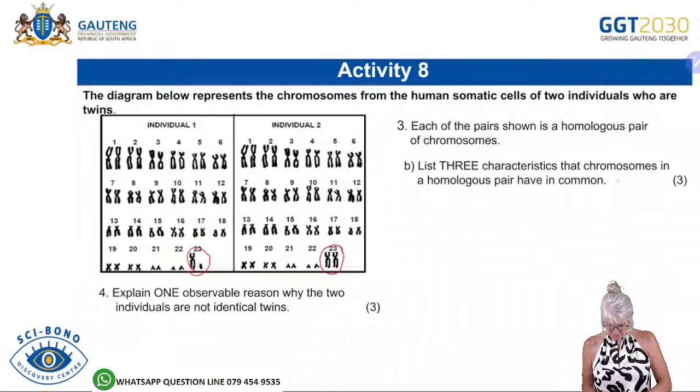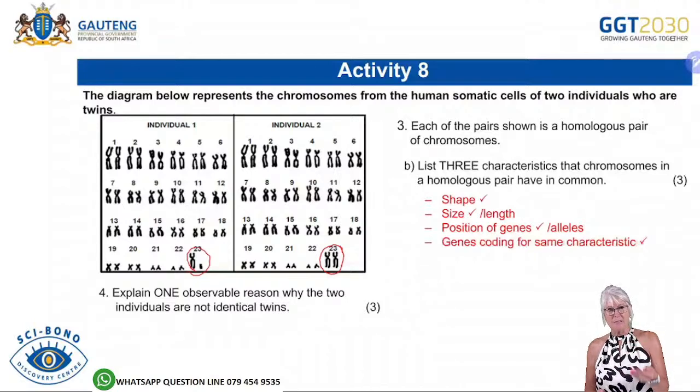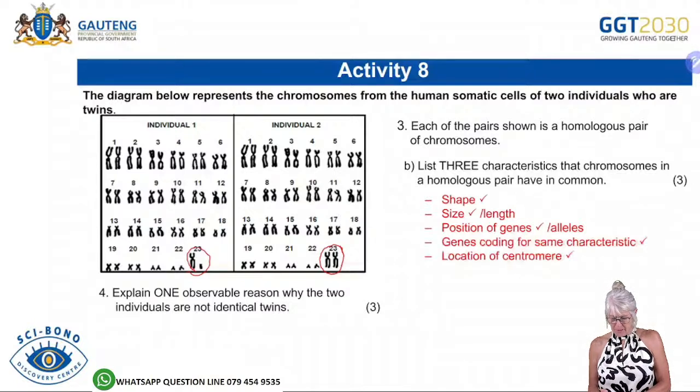So let's have a look at some of the characteristics. So the shape is the same, similar, and the same size or the same length. The position of the genes, as I said, would be in the same position, same locus. They carry exactly the same genes that code for a specific characteristic, and the location of the centromere would be the same. All right, so any of those.